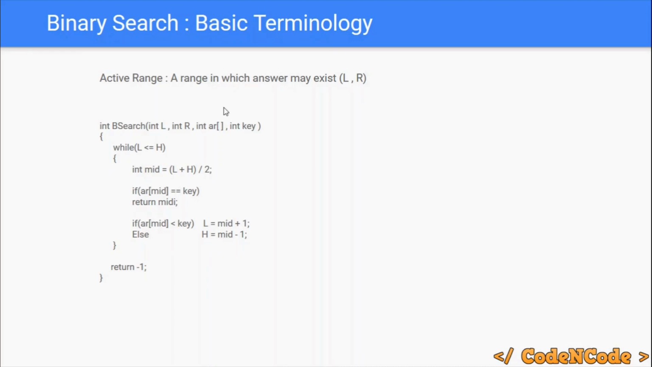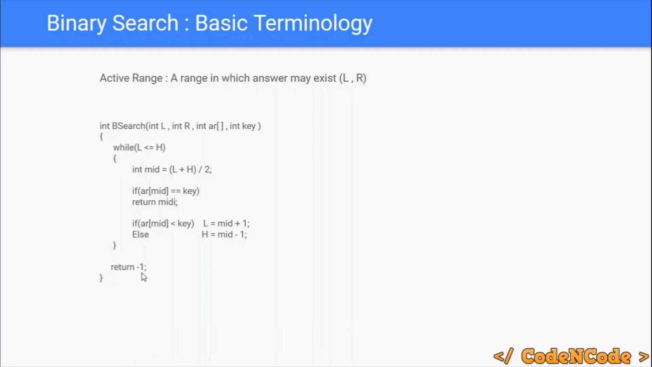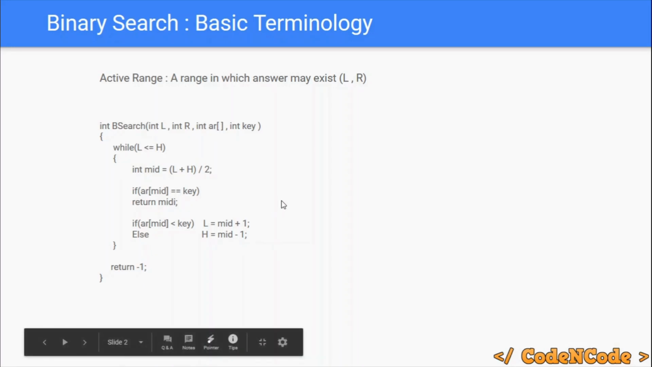If after running the whole loop we didn't find any element, which means the element doesn't exist in the array, that is why we would finally return -1, indicating we didn't find the element. So this is how the most basic binary search technique works.